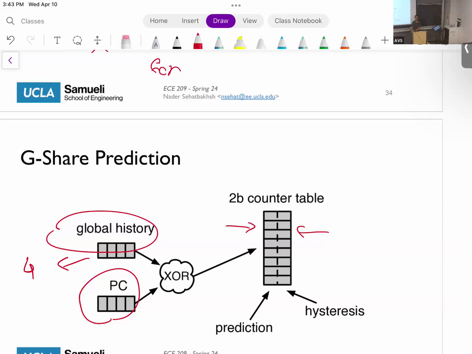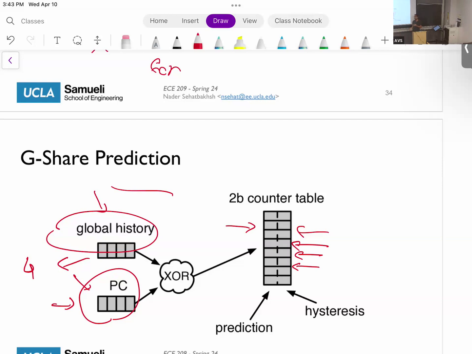And this is what we call a G-share, because essentially, if you're looking at the same PC over and over, the same branch over and over, and the global history stays the same, we're going to go to the same entry. If the global history changes, then we're going to go to a different entry. Same story as the PC. If the global history stays the same, but the branch is changing, again, this XOR value will change and we're going to go to a different entry.